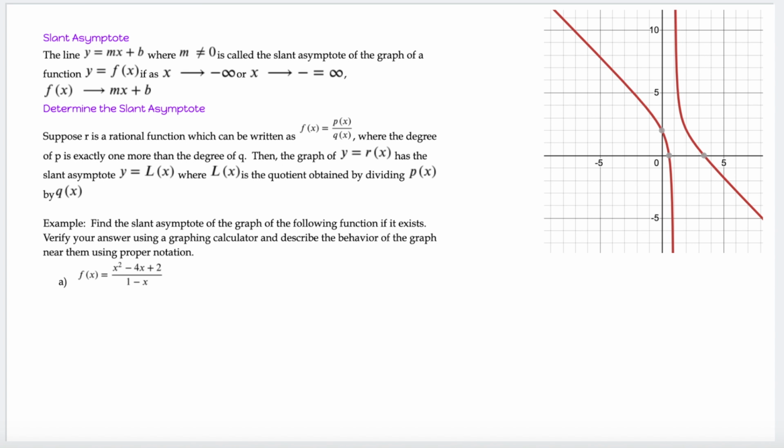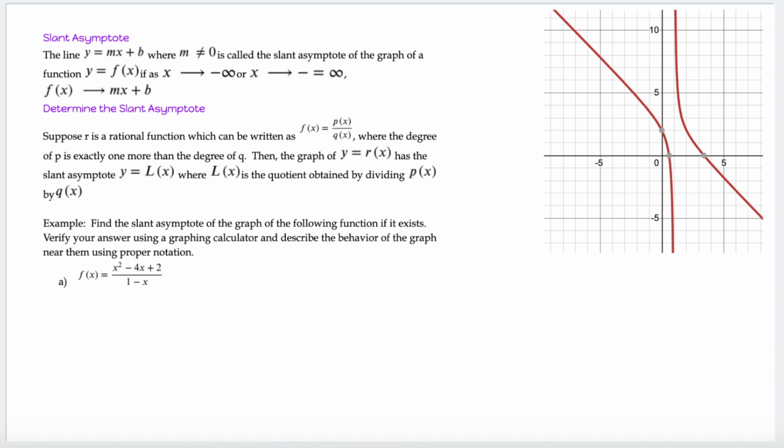Let's move to slide 3, where we can talk about slant asymptotes. It says that the line y equals mx plus b, so it's a linear line where our slope cannot be 0, is called the slant asymptote of a graph. When y is equal to f of x, if x is approaching negative infinity or positive infinity, then f of x is approaching mx plus b. So let's actually determine what the slant asymptote is.